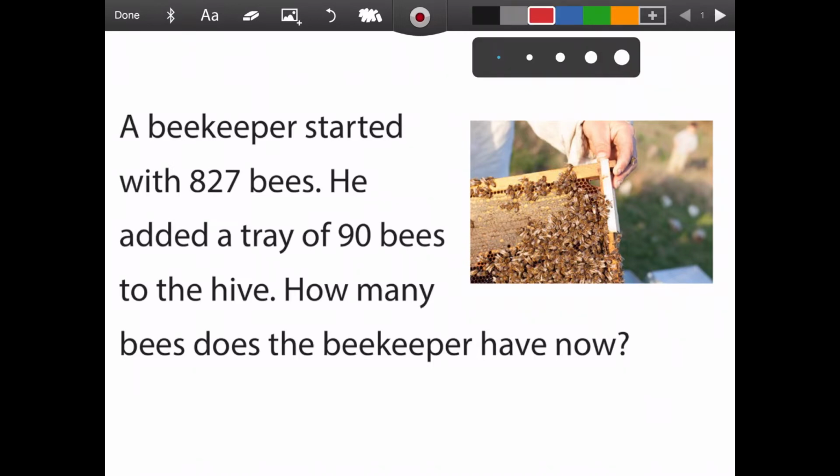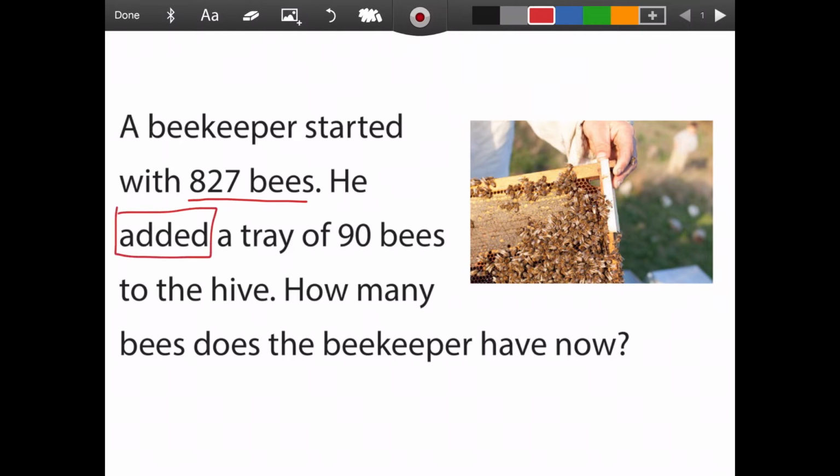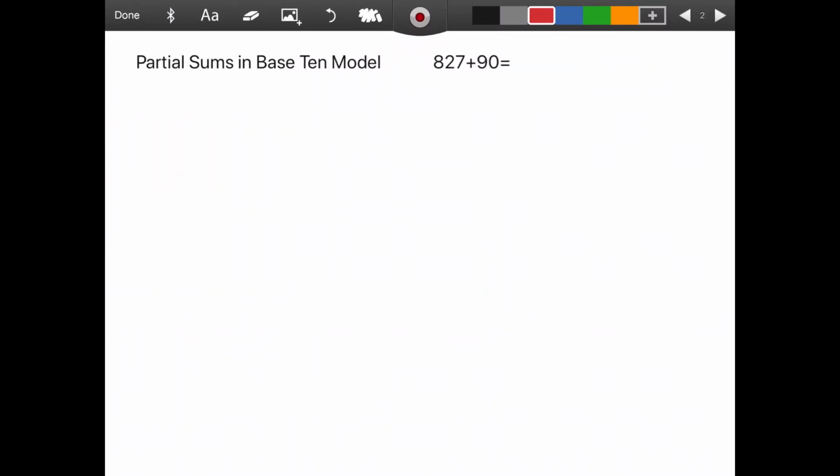So I ask myself, what is this problem asking? We can identify those important parts, such as he started with 827 bees. He added, keyword there, he added 90 bees to the hive, which then our question is, how many bees does the beekeeper have now? We want to add those two parts together. So we are going to use various partial sum strategies. The first one that we are going to use is a base 10 model.